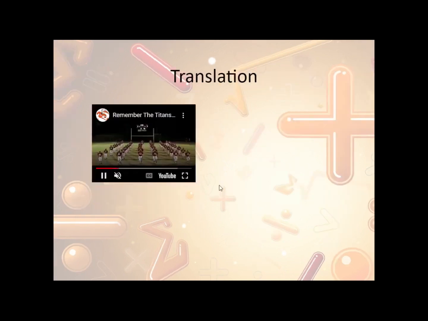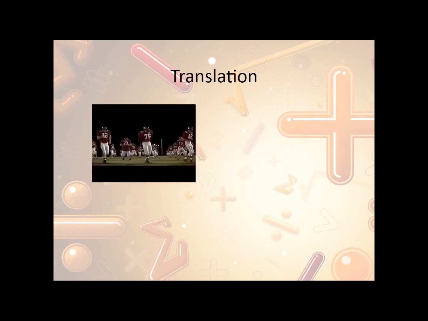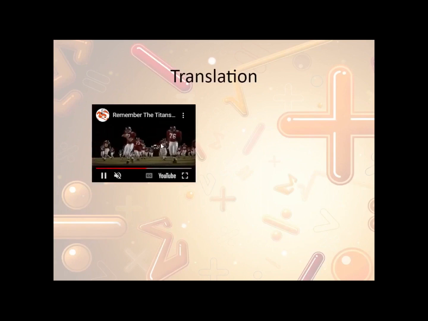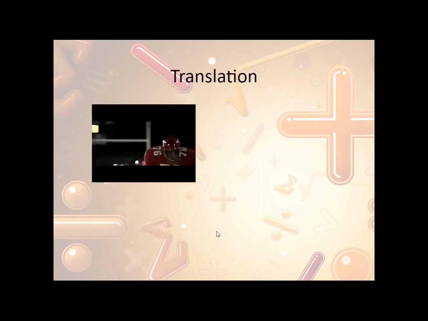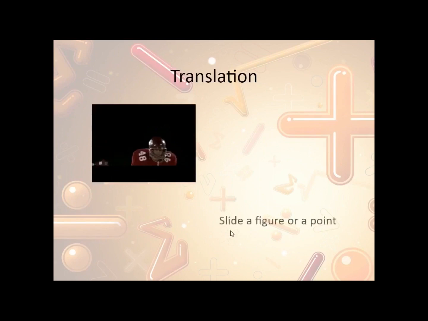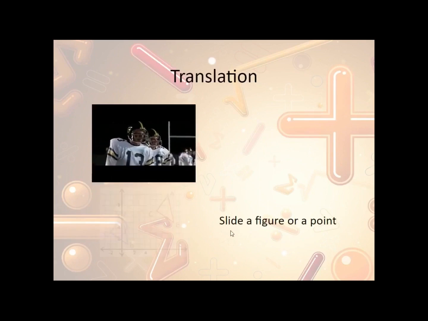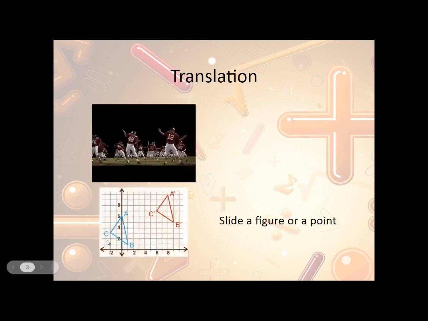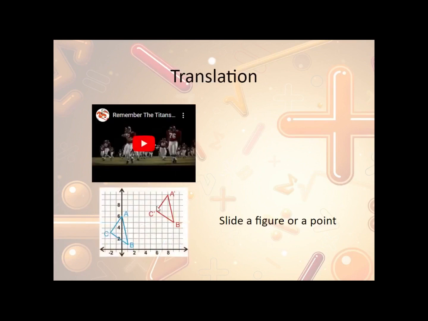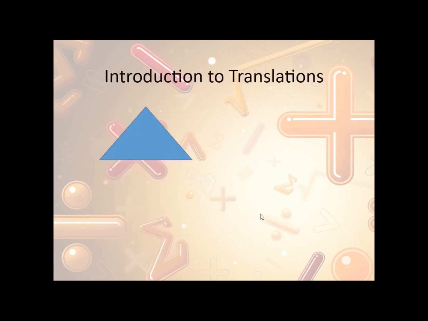We have translation. Notice every person in here is the same. They don't change shape or size, but they are sliding around. They're sliding side to side. They're moving front to back. Those are translations. So it is a slide of a figure or a point. So for instance, we have a triangle here. And if we slid it to the right and up, it would end up being this triangle here. So it's just a slide movement.